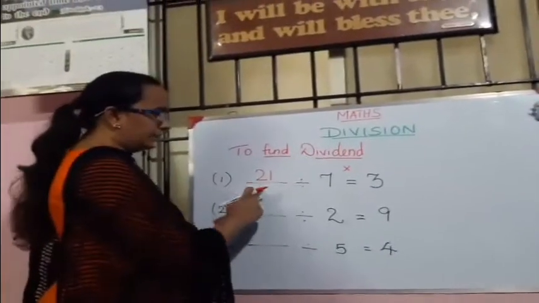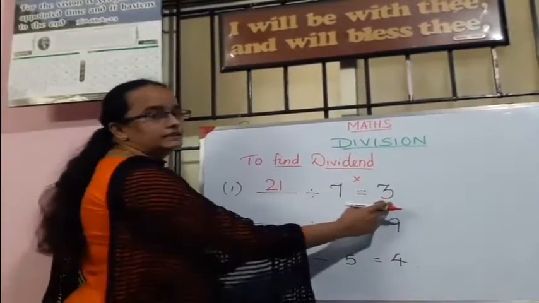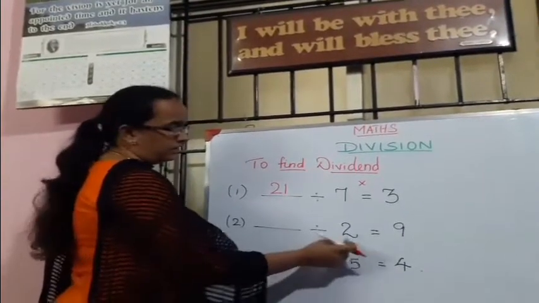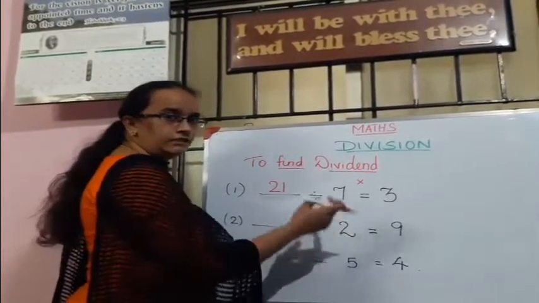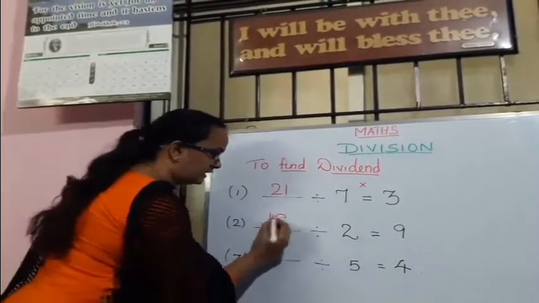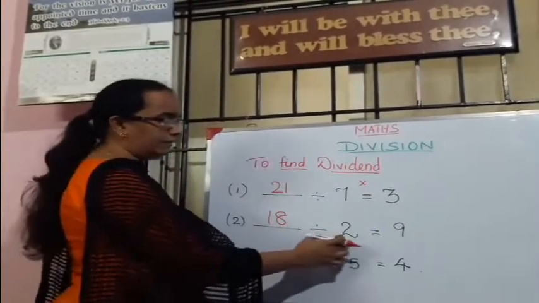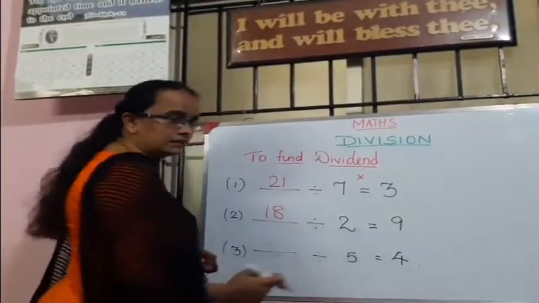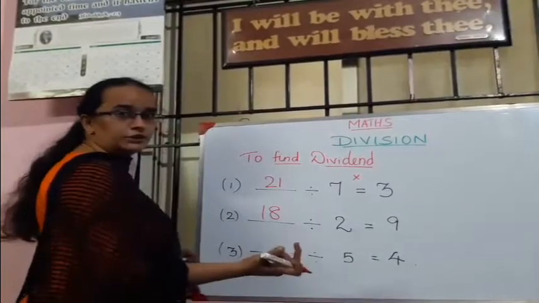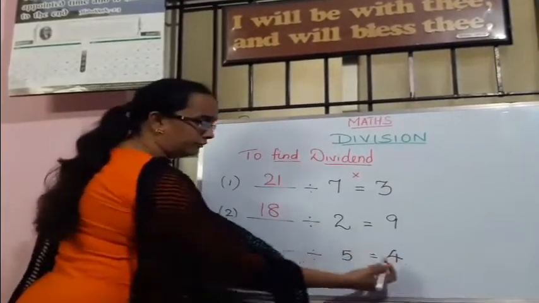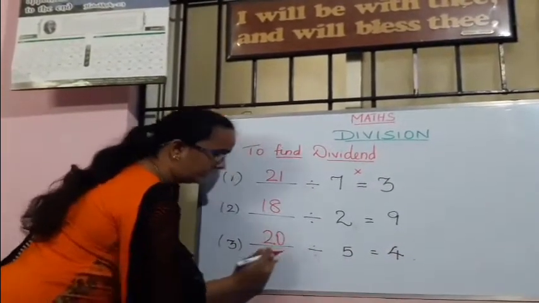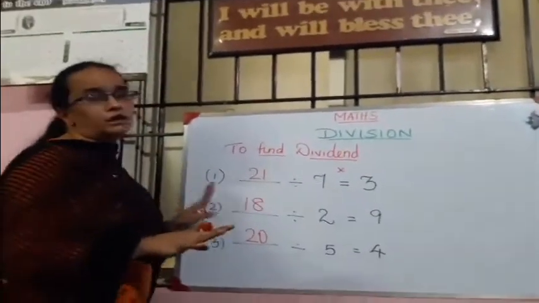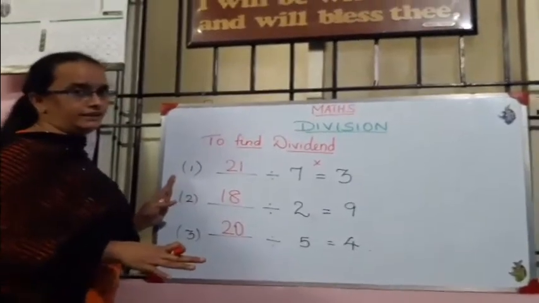Okay. So now see, 21 when you divide by 7 you will get 3. Now to get this second answer, just multiply 2 into 9, 18. That's it. So when you divide 18 by 2, it is 9. Now third answer, 5 and 4. So what you will do? 5 into 4, 20. So 20, when you divide by 5, you get the answer 4. This is how you have to find dividend. Understood children?